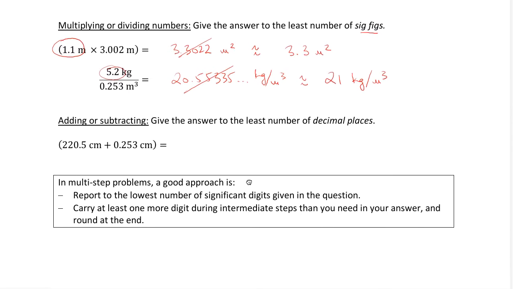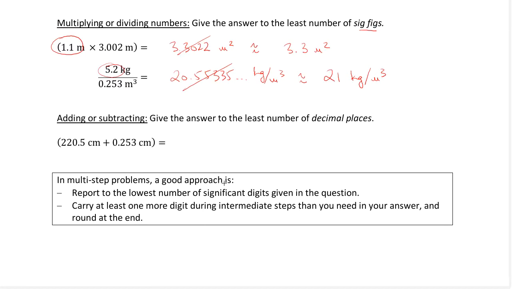Adding or subtracting has a different rule. We need to give our answer to the least number of decimal places. So you don't actually need to know anything about the lesson preceding this for adding and subtracting. You just look at the least number of decimal places. In this case, if I were to add these two, that's just one decimal place. So my answer is going to be 220.8 centimeters. Not the 220.753 centimeters that I get if I add them exactly, I round to this decimal place here.